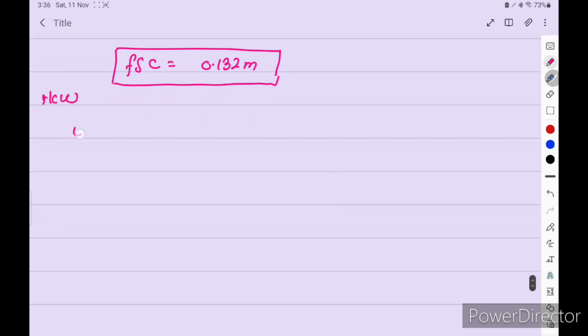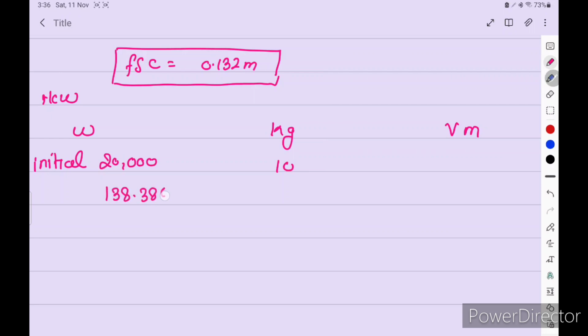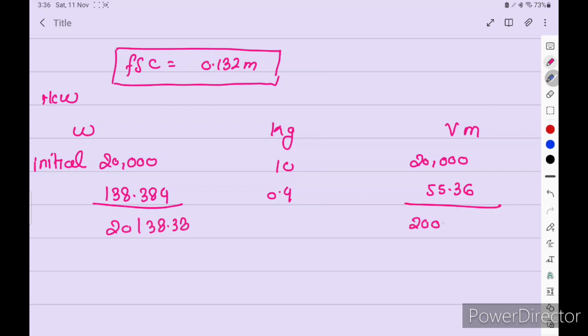Now W KG vertical moment, initial 20,000 given in the question, KG 10. We need mass, we calculated 138.384, then KG is 0.4, so 20,000 into 55.36. Add this 20138.38, add this 200,055.36.